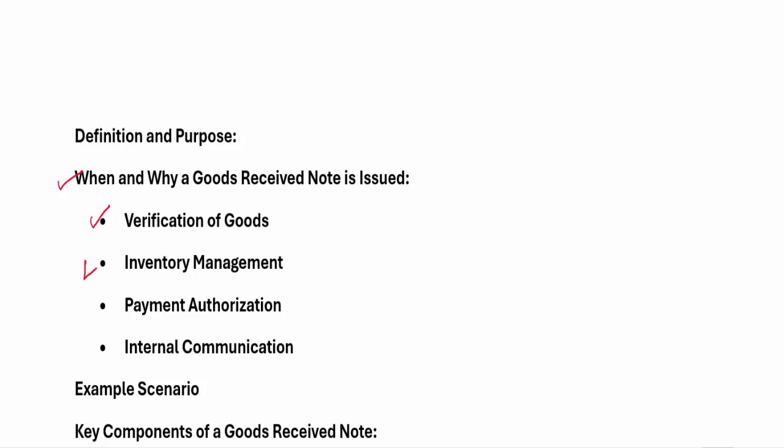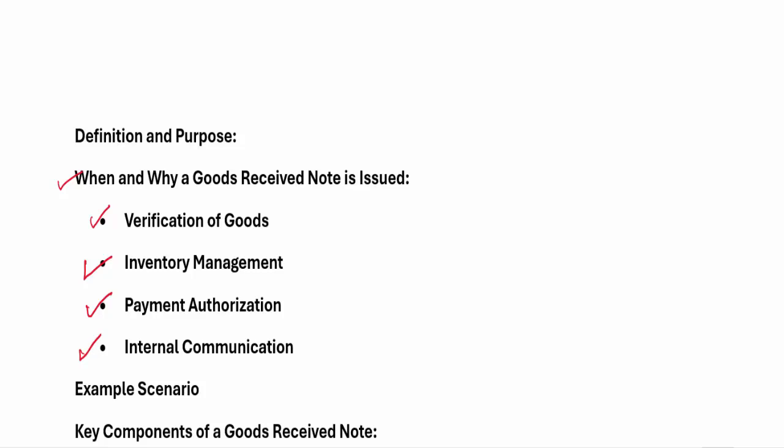Inventory management. The GRN is used to update inventory records as it provides a record of goods that have been added to stock. This helps keep an accurate count of available products. Payment authorization. Before the accounts department pays the supplier, they need to confirm that the goods were indeed received as expected. The GRN acts as proof of receipt and allows the accounts team to cross-check the supplier's invoice with what was actually received.